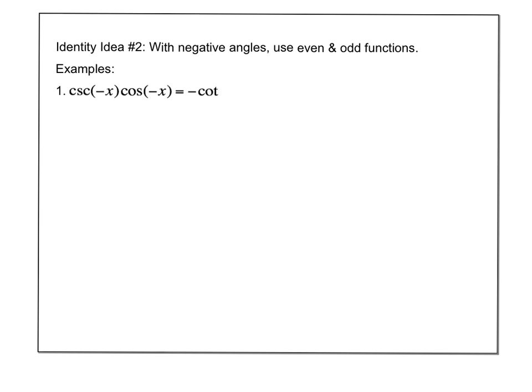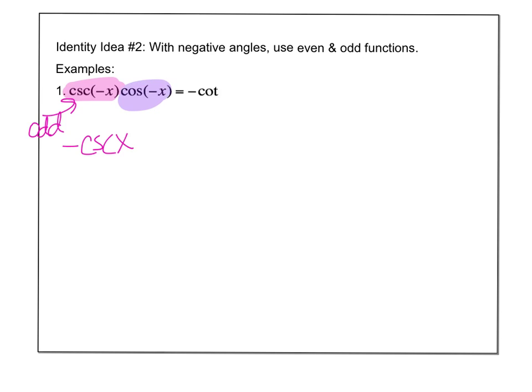Alright, we got one more part to go. For this last one, we're dealing with our second identity idea, which helps you when you see negative angles. When you see negative angles, you have to use your even and odd functions. So that's what you have to remember. So the first part is cosecant negative x. Cosecant goes with sine, and sine is odd. So if it's an odd function, it's actually going to change the sign of cosecant. Cosecant is going to become negative, so that turns into negative cosecant x.